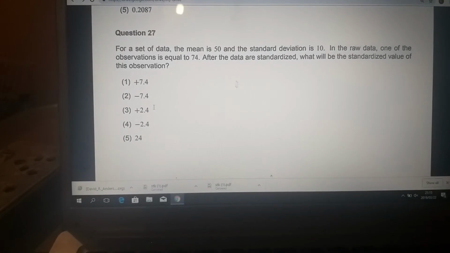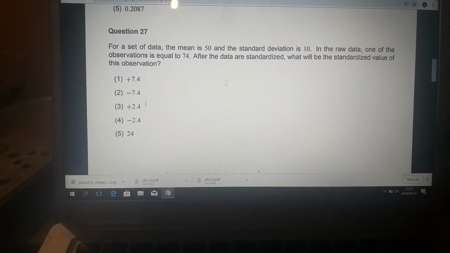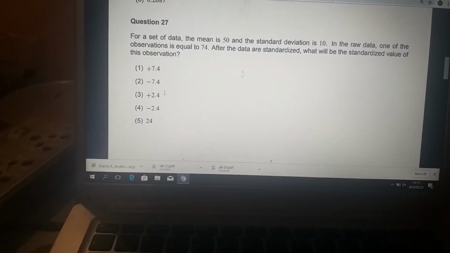Here I made a formula. This is the formula for transforming a raw score to a z-score. Basically, you say x minus mu, which is your mean, over the standard deviation. So if you punch that in, where x in this case is 74, 74 minus 50 over 10, you will get 2.4.